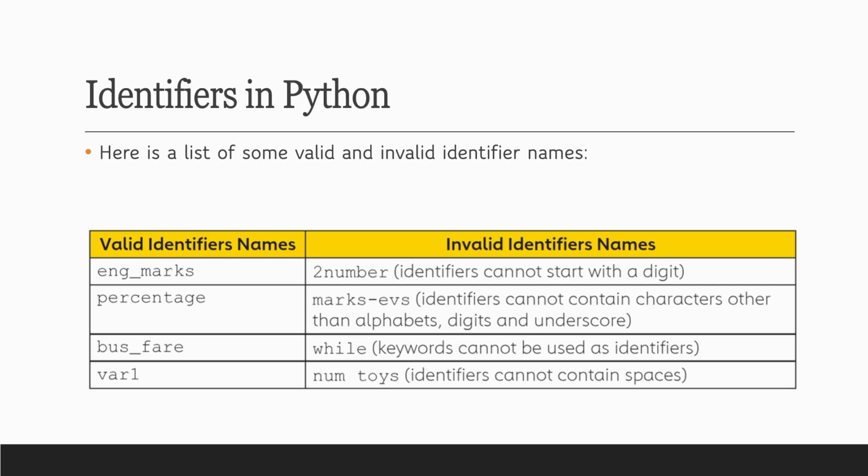Student-name, with a hyphen, is also not accepted because hyphen is not allowed. Num toys, with a space, is also not accepted because spaces are not allowed over here. So whenever we create names in Python, we should make sure they are valid identifiers, otherwise the interpreter will give us an error.